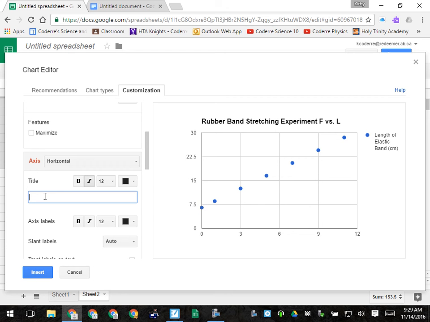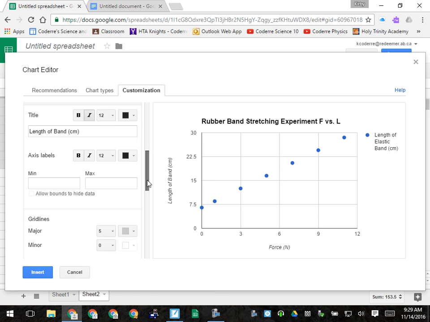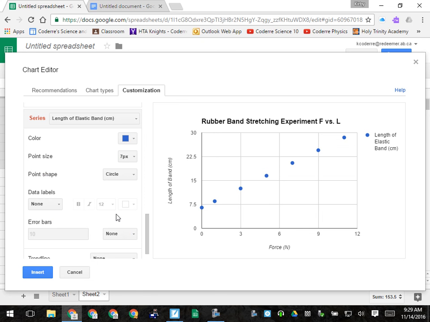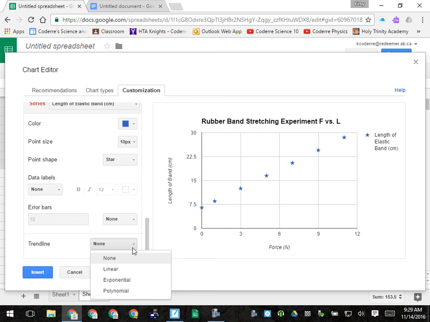Then I'd go down and put on my axes here. My horizontal axis is going to be force, and the units for that are newtons. That's why it's an N. Then click on the left vertical, and the label on that is going to be length of band, in centimeters. I can put more grid lines on, but I don't need to for this one. I can make the points whatever I want. I could make them stars and make them pretty. Doesn't matter.